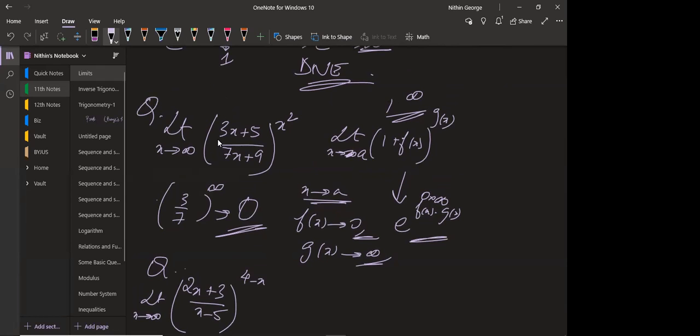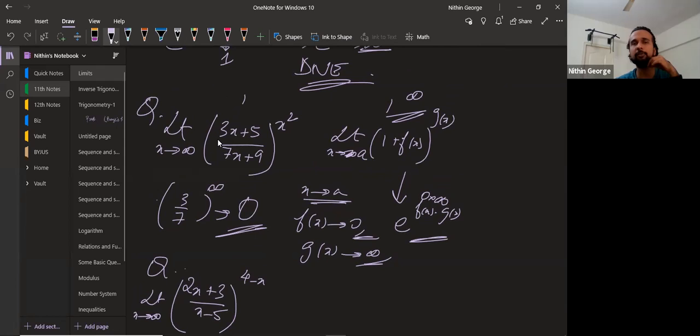Before you solve, check if it is a 1 raised to infinity form. But was it? No, it was a 3 by 7 raised to infinity form. 3 by 7 is a fraction. If you multiply 3 by 7 by itself many times, it becomes lesser and lesser till it goes closer to 0, if you multiply it with itself an infinite number of times. So 3 by 7 raised to infinity is tending towards 0. It's not a 1 raised to infinity case. The 1 raised to infinity case was the indeterminate case.